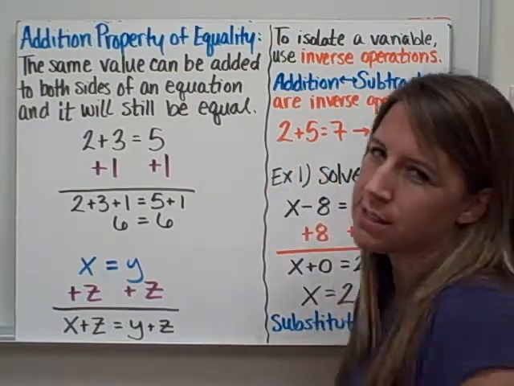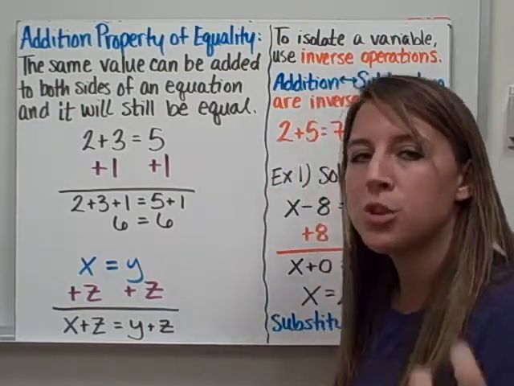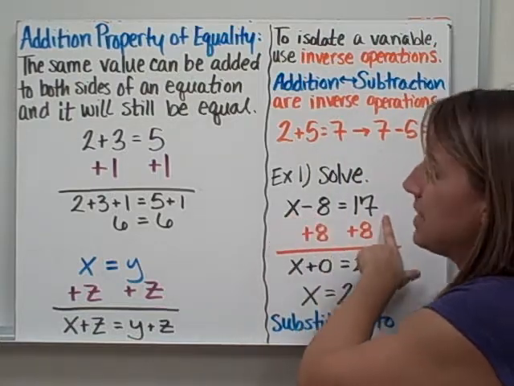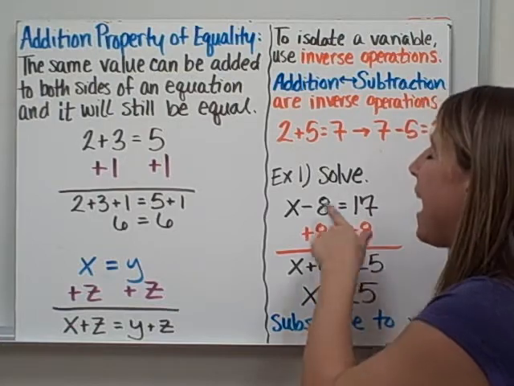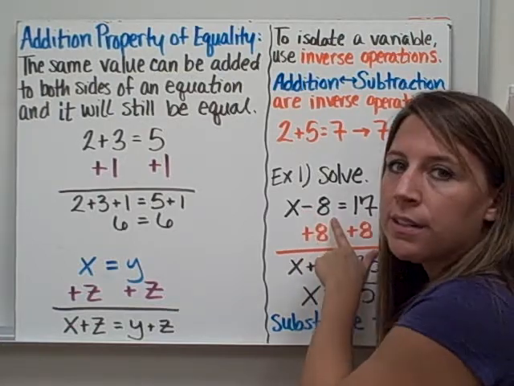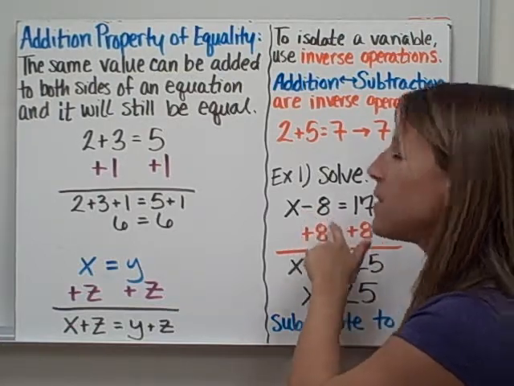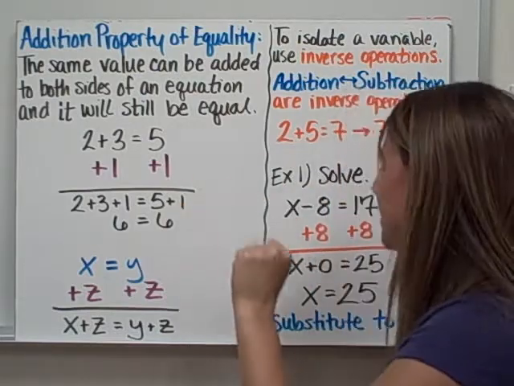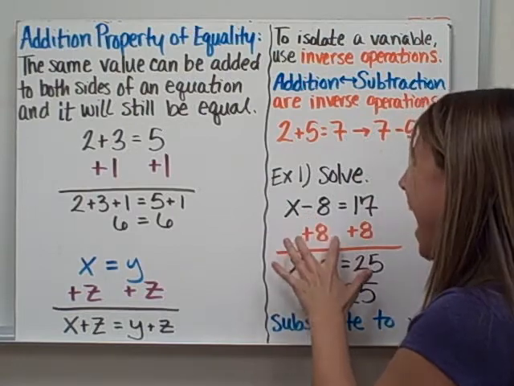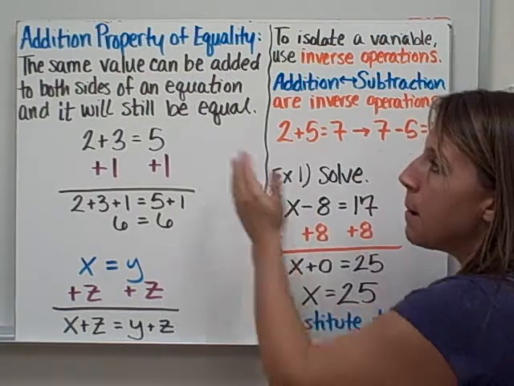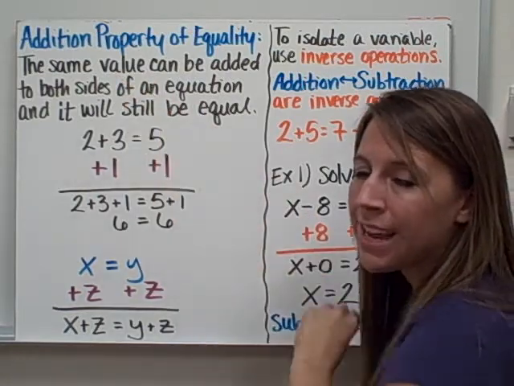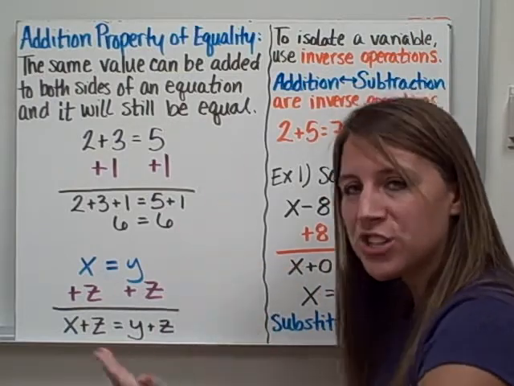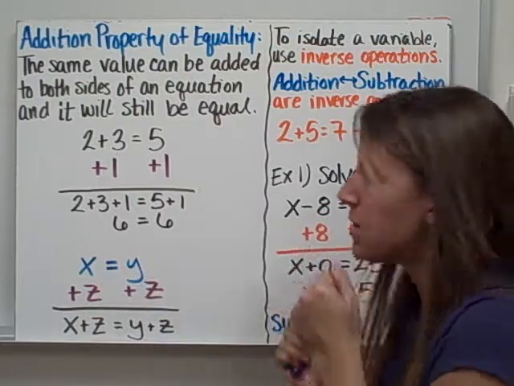So, here's our first example of solving an equation using inverse operations. I have x minus 8 equals 17. Well, I can see that I have a minus 8 going on here. The opposite of subtraction is addition. The inverse operation of subtraction is addition. So I can add 8 to both sides because of my addition property of equality, and I will still have an equal equation. It will still be balanced on both sides.